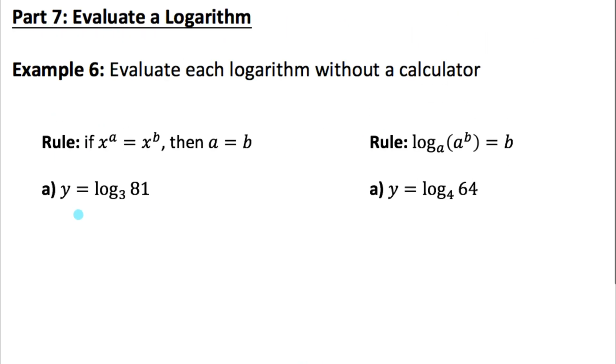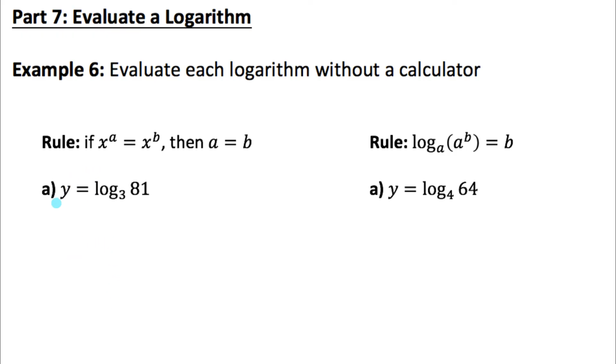Now let's evaluate some logarithms. So I have a couple examples here. I'll do them each in different ways. So if I want to evaluate log base 3 of 81, yes, you could just ask your calculator, what's log base 3 of 81? It'll tell you 4, but why is the answer 4? And how can we communicate that algebraically?